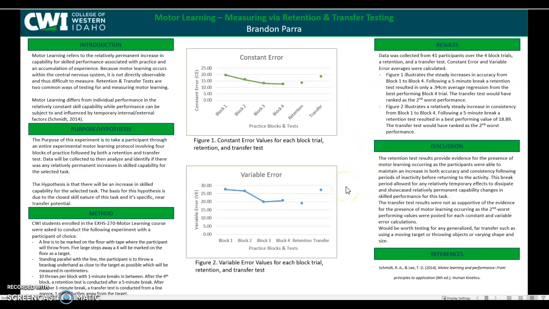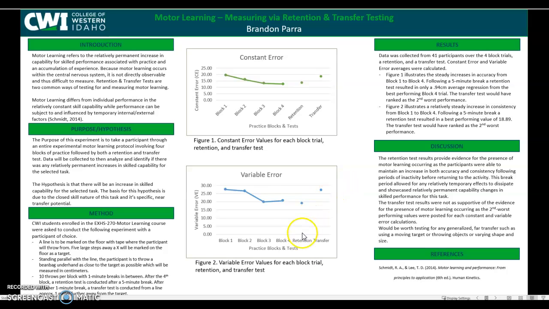In Figure 2, we are looking at variable error, which is a metric used to represent variability, or rather consistency, over the course of these trials. So with a lower variable error value, we're seeing better consistency.